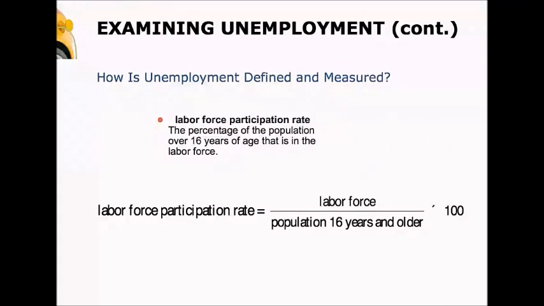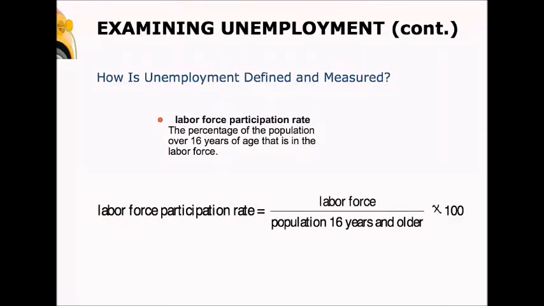Another variable we look at is what's called the labor force participation rate. This tells us of the population 16 years and older, how many of those are members of the labor force. So we can look at the total labor force, divide that by population 16 years and over, multiply that times 100, and we get what's called the labor force participation rate.